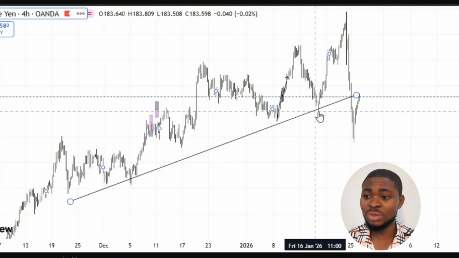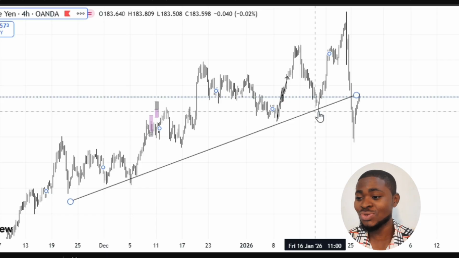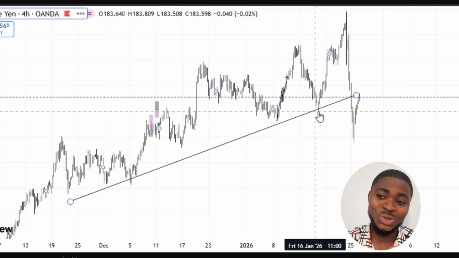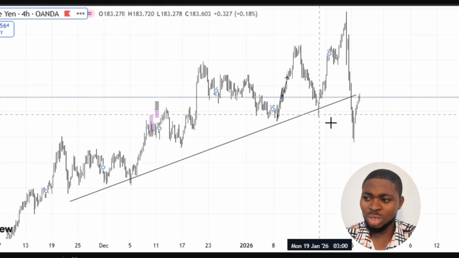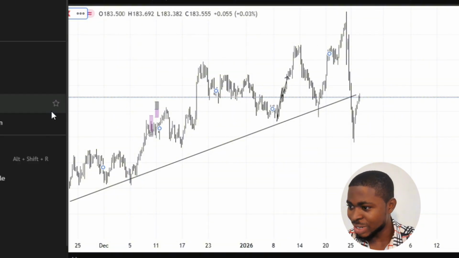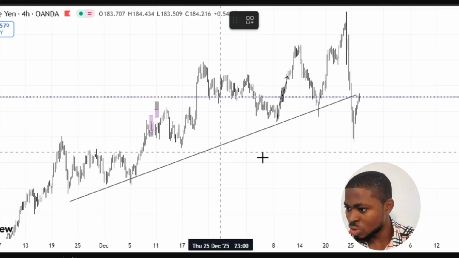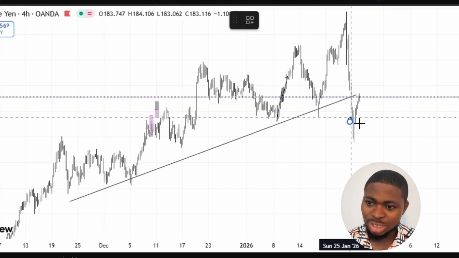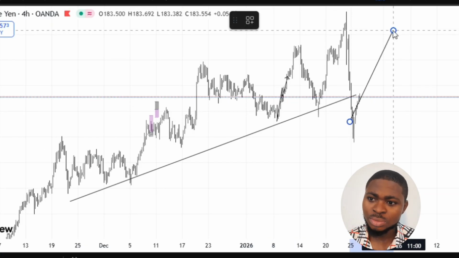And remember, just like we've said, liquidity simply means cash. It tells you where money is. It tells you where pending orders are being placed. So they take the liquidity, and what did price do next? Price continues going up. Let me show you that. Price continues going up.